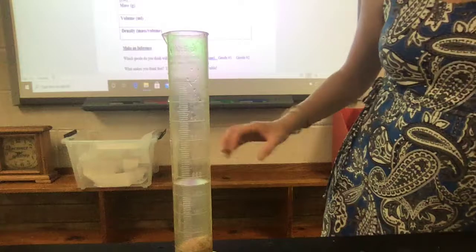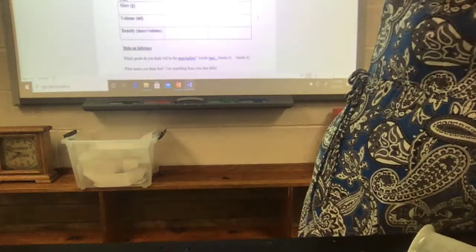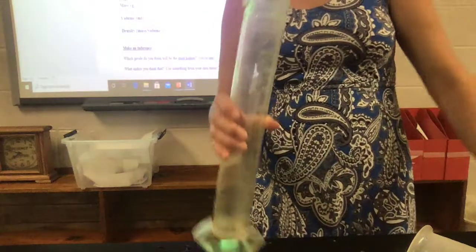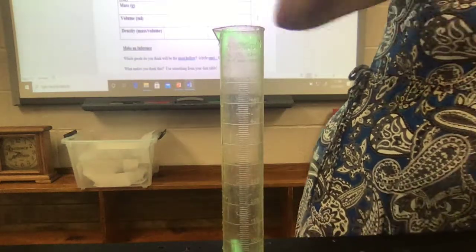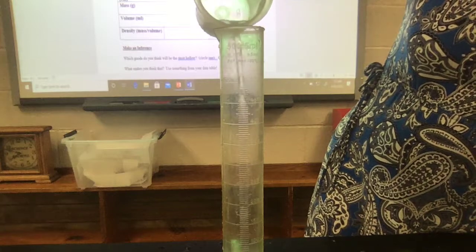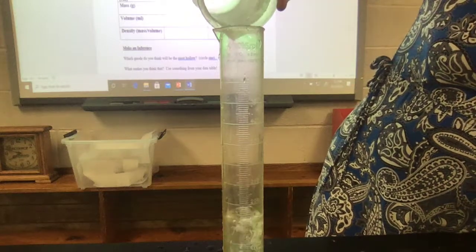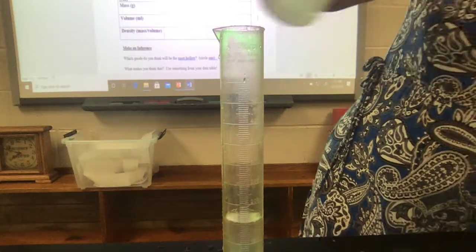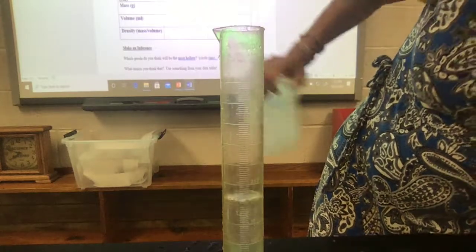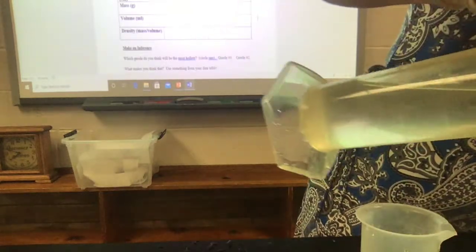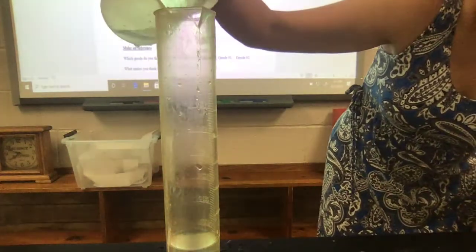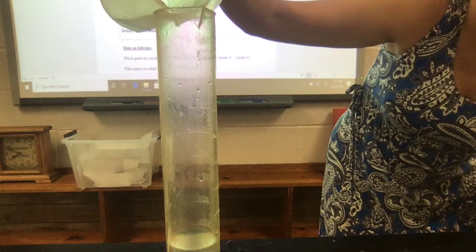Okay, now to do the other one. So I need to dump my geode out. And then I'm going to fill it again, right to 200 milliliters. Honestly, it wouldn't matter where I started, just so I knew where I started, and I was only counting the amount of milliliters that the geode went up. Okay, so I need a little more to get it to 200. Okay, we're right on it now.